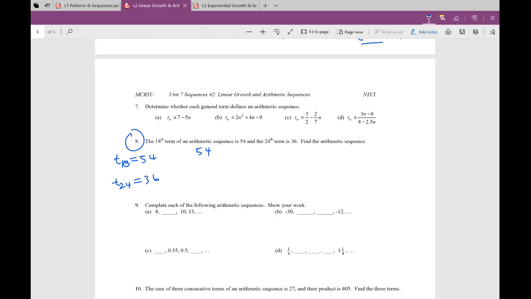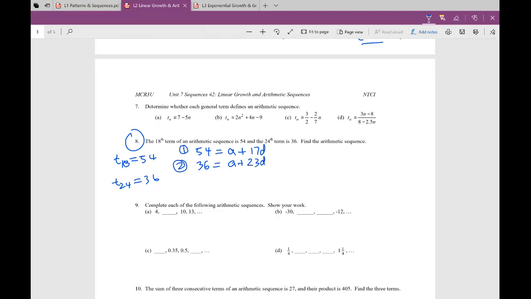54 is equal to the first term, which we don't know, plus n minus 1. Well, we know it's the 18th term, so 18 minus 1 is 17, but we don't know the common difference. So some are already saying, well, I don't know how to solve this, but some of you are slowly going to figure out what we're doing. The 24th term is 36. The first term is a, plus n minus 1, or 24 minus 1, is 23d.